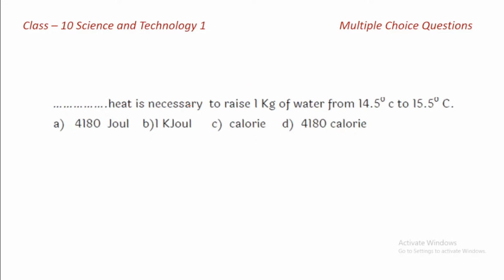Dot dot heat is necessary to raise the temperature of 1 kilogram of water from 14.5 degrees Celsius to 15.5 degrees Celsius. So the correct answer is option A, 4180 joule. That much heat is required to increase the temperature of 1 kilogram water from 14.5 degrees Celsius to 15.5 degrees Celsius.